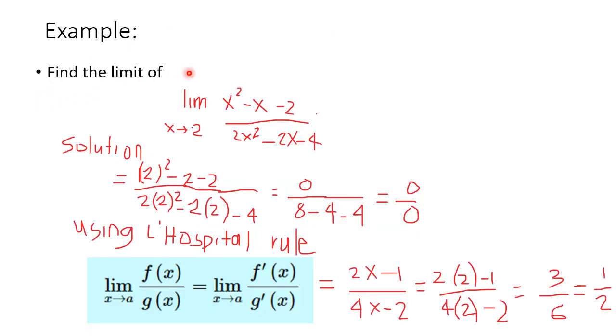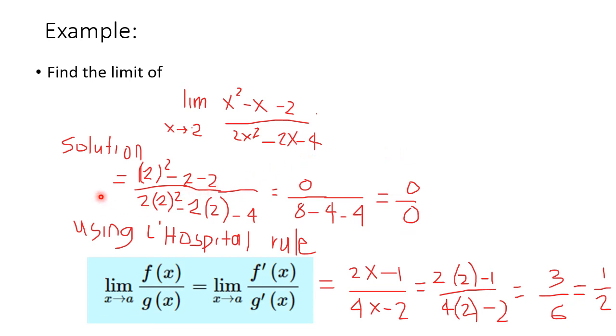Example: find the limit of x squared minus x minus 2 over 2x squared minus 2x minus 4 when x approaches 2. The solution is simply that if you substitute x equals 2 in these equations, the numerator becomes 0 as well as the denominator. So it is an indeterminate form.